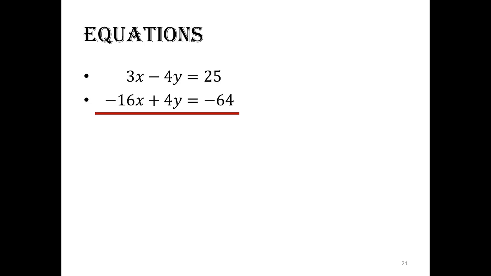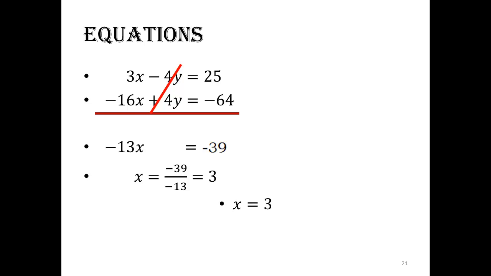3x minus 16x will give me minus 13x, and the first y is minus 4y and the second is plus 4y. They have different signs but the same coefficient. These will cancel out, so we have minus 13x is equal to minus 39. This will give me x is equal to 3. So this is our first part of the solution.